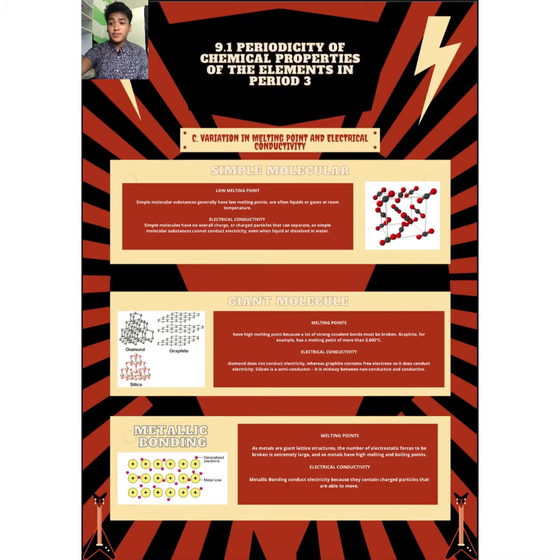Next is metallic bonding. For the melting point, as metals are giant lattice structures, the number of electrostatic forces to be broken is extremely large, and so metals have high melting and boiling points. For electrical conductivity, metallic bonding conducts electricity because they contain charged particles that are able to move.